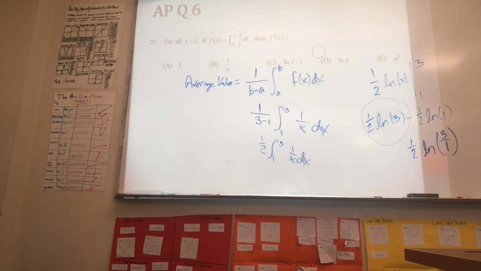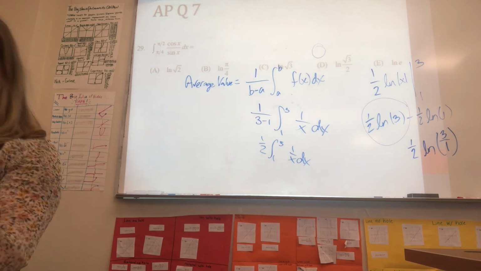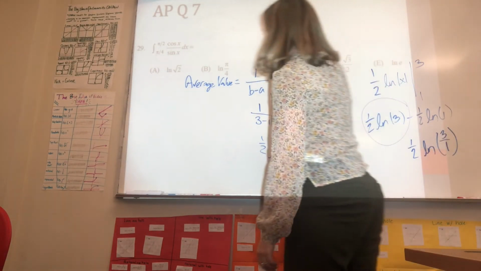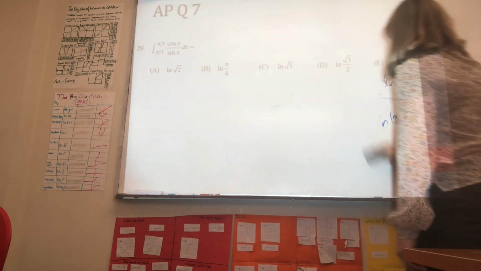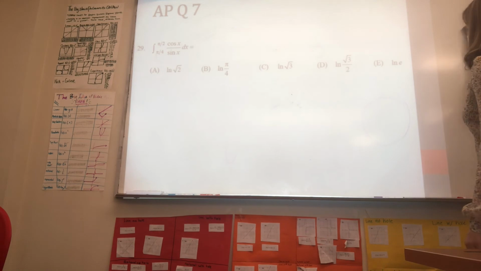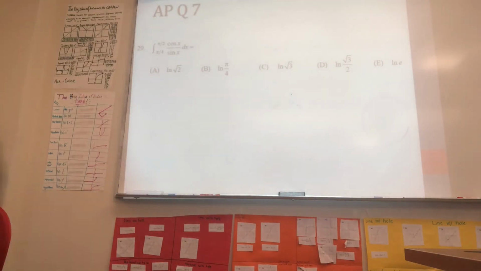Okay, so we're skipping APQ6, and you're going to do this one. The integral from pi over 4 to pi over 2 of cosine x over sine x dx. You did a problem similar to this. You started by setting u equal to the denominator, yeah? All right, go from there. Let's all group up.